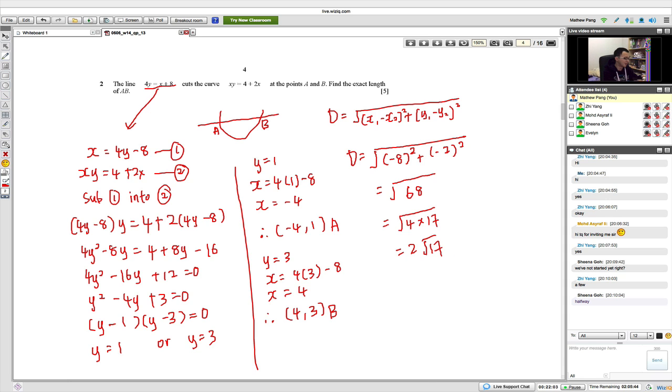Or you can write decimal, because some students have no idea how to write this one. So you actually can write decimal. This is 8.25 units. Or you can write this one. No need to write any units. So this one, don't write this D over here. Write AB. AB actually stands for distance AB. Alright, so this is how we do question number 2. So far should be okay, right? This is nothing very new.